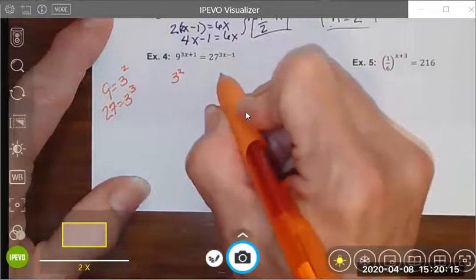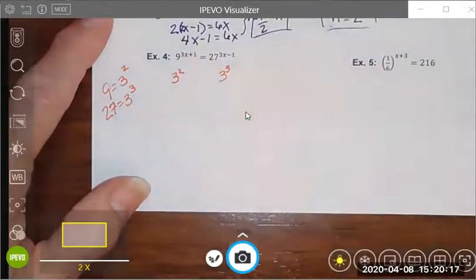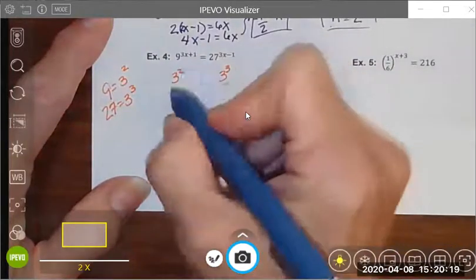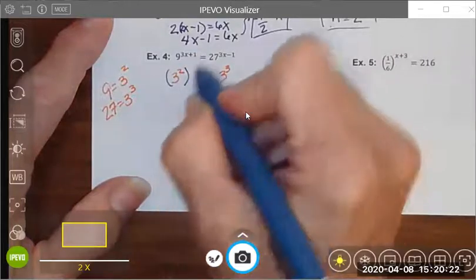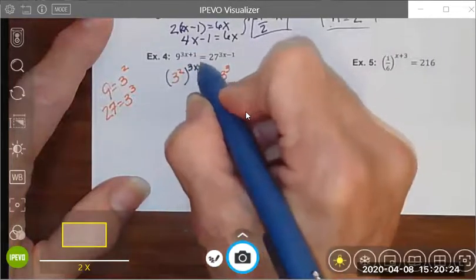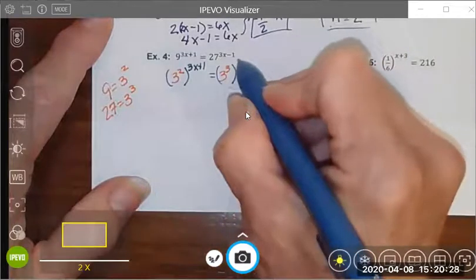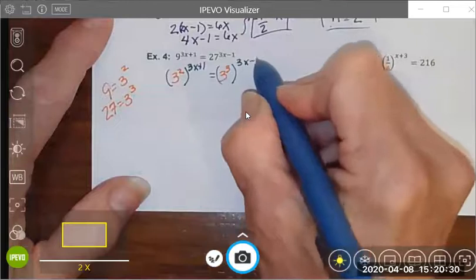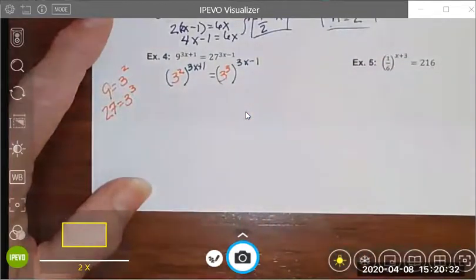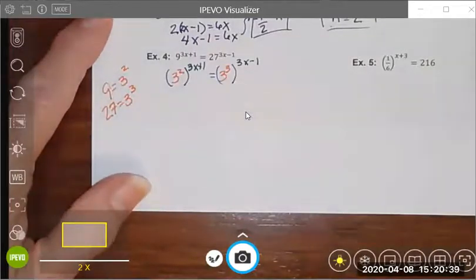And I'm just going to go ahead and take the liberty of writing this one over here while I've got it. Once I have a common base, I need to remember to keep my original exponents. I like protecting my exponents. And now I have a common base. Step 3 says to simplify my exponents.